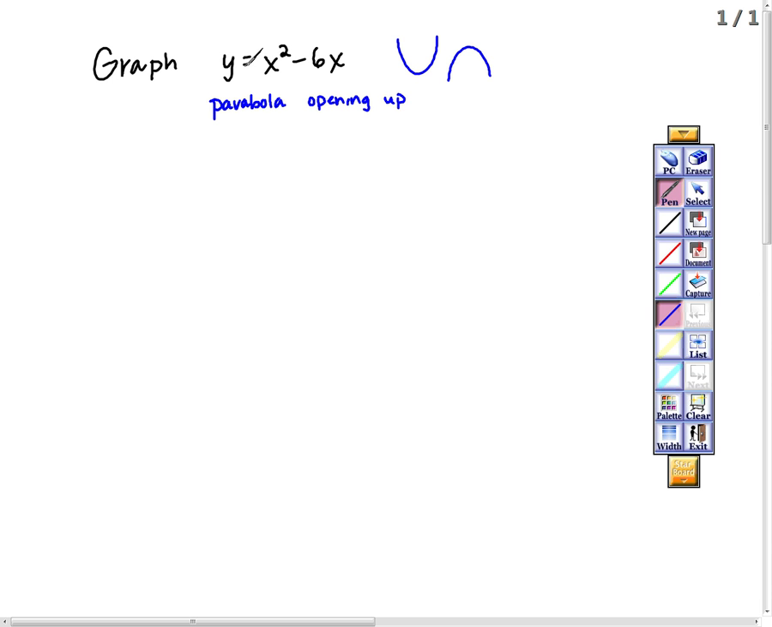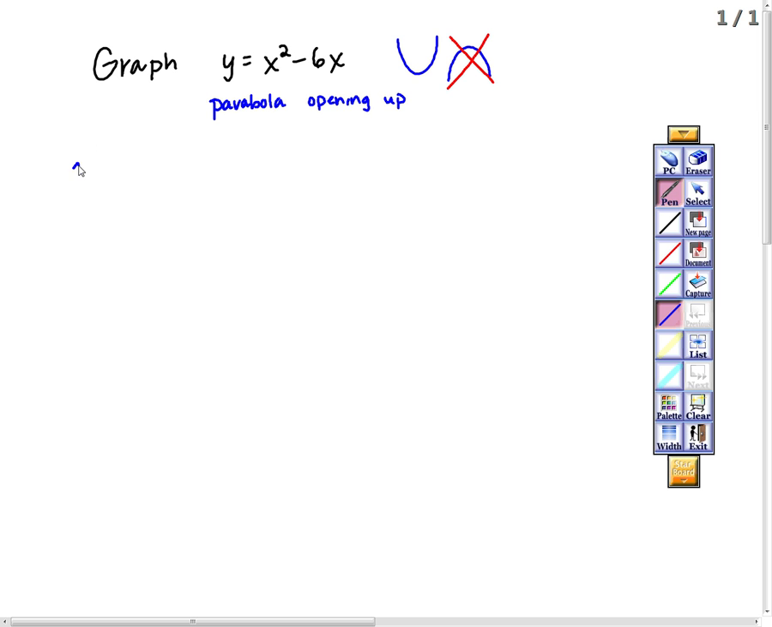Anytime you have an equation where the highest power of x is x squared, and all the rest has x to the first power or constants, with no fractional powers, it's a polynomial with the highest power of x being x squared, so it's a parabola. You need to know the basic shape, so it's going to look like this. Let's find the intercepts.